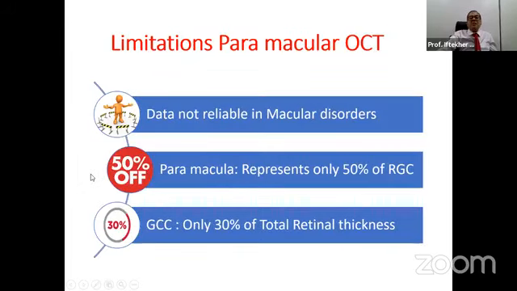Now, the limitations of the paramacular OCT. It is not reliable when there is a macular disorder, and the paramacular region consists of only 50% of the ganglion cells of the retina. The remaining 50% is outside of this analysis, particularly the nasal side of the ganglion cells, which has no representation in paramacular OCT. The ganglion cell complex consists of 30% of the retinal thickness. The rest, 70%, is outside of the paramacular OCT.